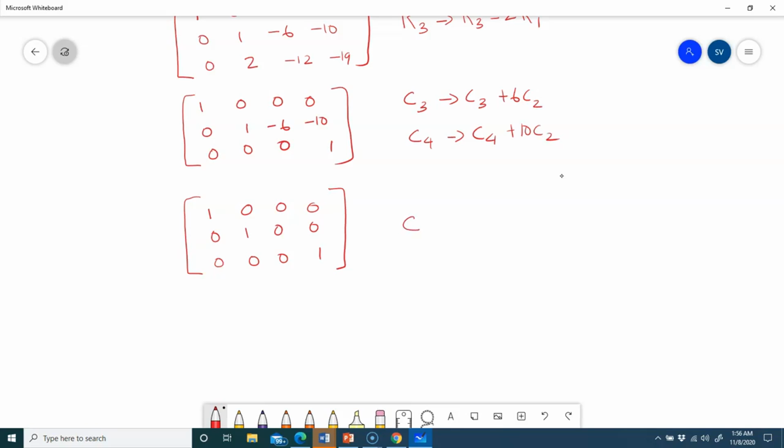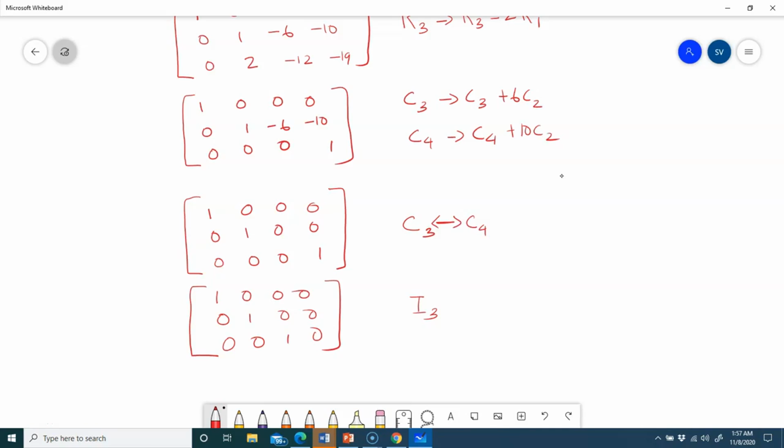So we are interchanging C3 and C4. Guys, the interchanging notation is like this, a double-headed arrow. So interchanging C3 and C4, our final matrix is like this: 1 0 0 0, 0 1 0 0, 0 0 1 0. Okay, so now we have a 3 by 3 matrix. And what is this? This is an identity matrix of order 3.